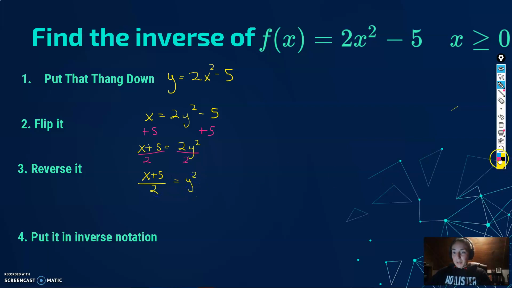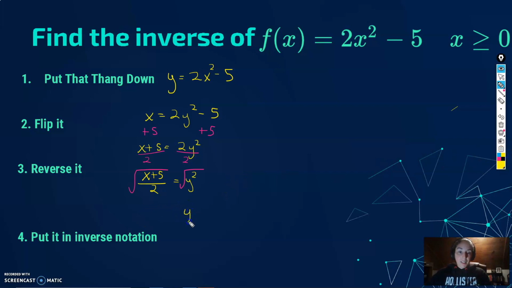Our last step here, we're going to take the square root of everything, and usually we would have the plus or minus square root in this case, but because we're only dealing with positives, we're not going to do that.